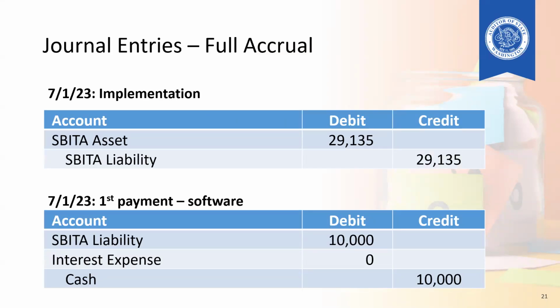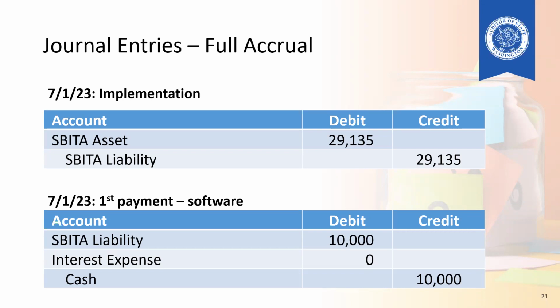Now let's look at the journal entries. We'll start with the full accrual accounting, which is applicable to your government-wide financial statements and to your proprietary funds, which are the enterprise and internal service funds. We start by recording the SBITA asset and the SBITA liability at the start of the subscription term, which is July 1st, 23 in our example. Again, in our case, the SBITA asset and the SBITA liability are the same amount of $29,135, which is the present value of our subscription payments.